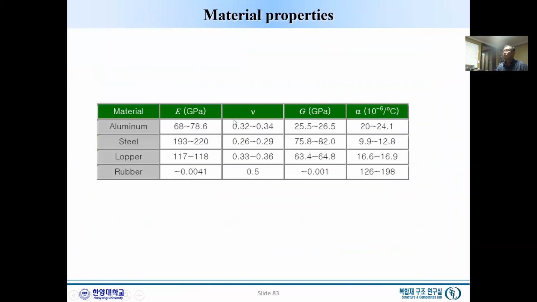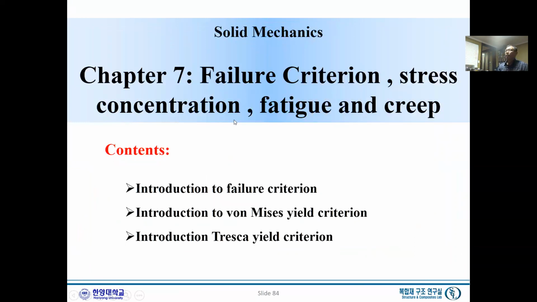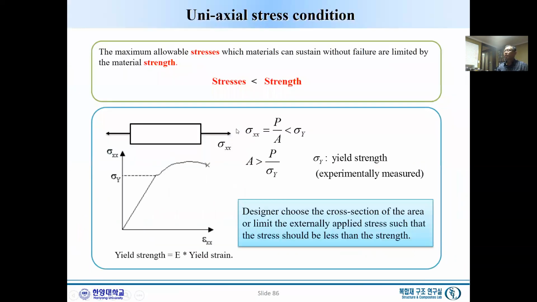Okay, so chapter 7. Now, as I mentioned, this is the same point as I mentioned using that A+1 flow chart. The maximum allowable stress which materials can sustain without failure is limited by the material strength. We can say like that: stress has to be less than strength.